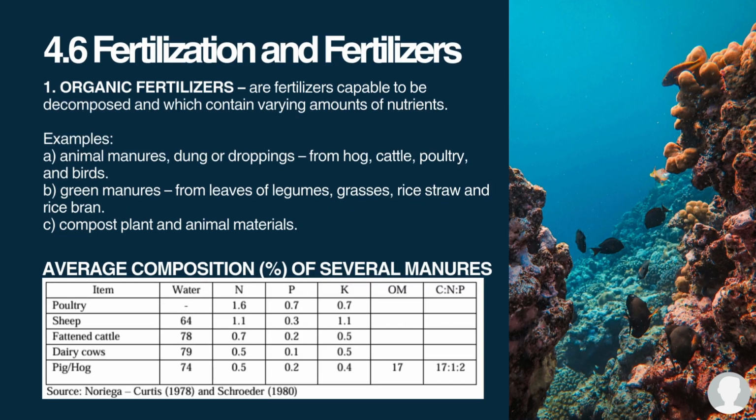Like what I've said, organic fertilizers are fertilizers capable of being decomposed and which contain varying amounts of nutrients. So examples, first is animal manure, dung or droppings from hog, cattle, poultry, and birds. Another example is green manures from leaves of legumes, grasses, rice straw, and rice bran. Lastly, the compost of plant and animal materials. Below is a table of the average composition and percentage of several manures.